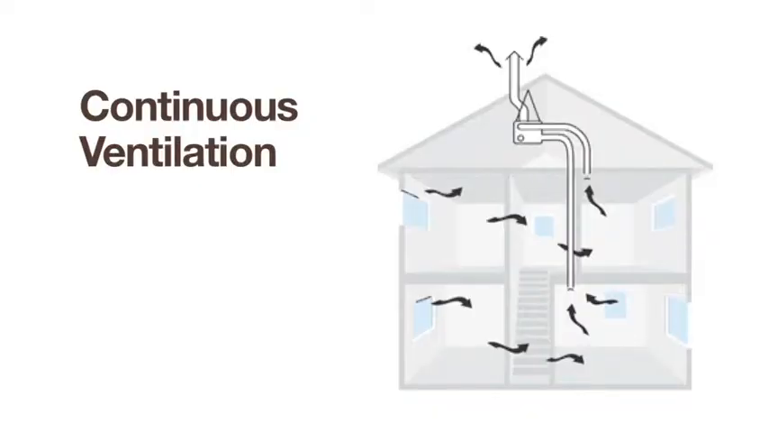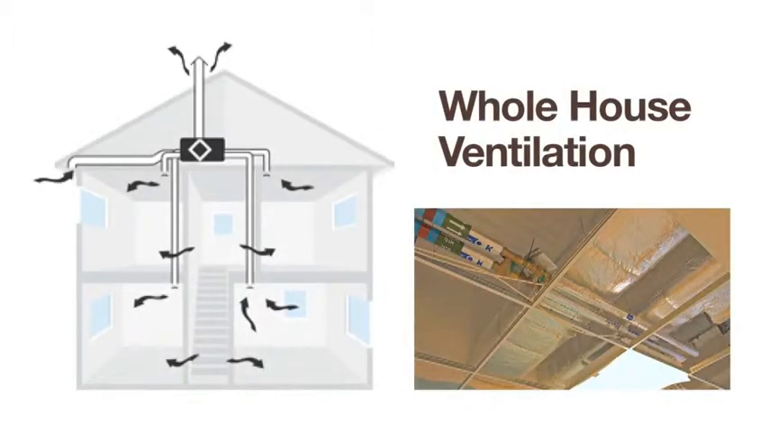Now, in some instances, this can be very difficult to achieve using trickle vents, and you may have to use a mechanical system. There are two options. The first one is to use a continuous extract system, which constantly removes air from the property, making sure it's appropriately ventilated. Secondly, you could use a whole house ventilation system, which supplies and extracts air at the same time, but also uses a heat recovery element to ensure that the system is energy efficient.